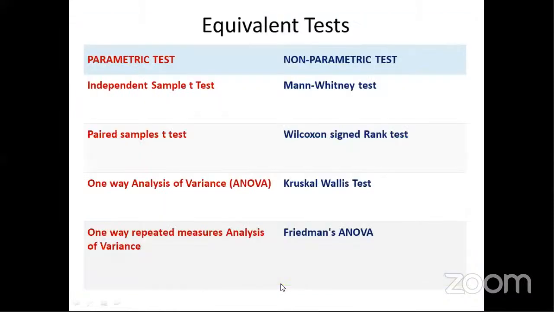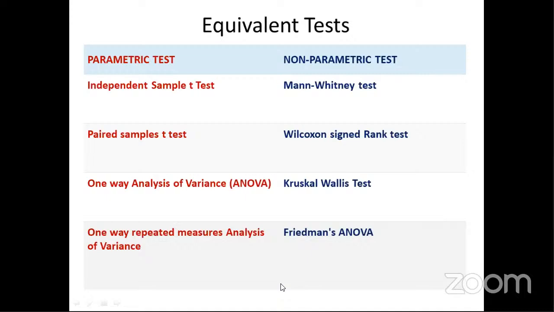Now, there are some equivalent tests. So, ma'am, you're talking about the differences between parametric and non-parametric. How do we now determine what tests are to be used whenever it is parametric or non-parametric? So, these are the equivalent tests. For example, you talk about the independent sample t-test. So, that's parametric in nature. But the equivalent of that, in the event that the information about the population is completely unknown, definitely you can use the Mann-Whitney test.